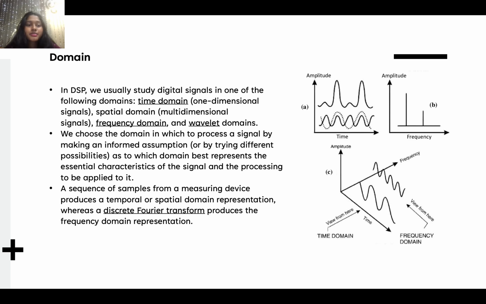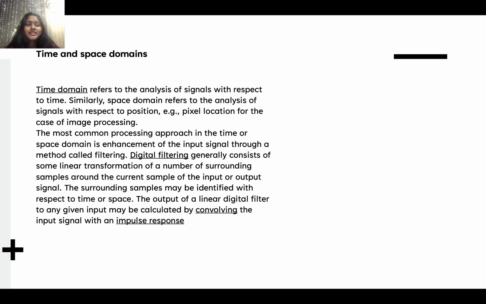Domain. In DSP, we usually study digital signals in one of the following domains: time domain, spatial domain, frequency domain, and wavelet domains. We choose a domain in which to process a signal by making an informed assumption as to which domain best represents the essential characteristics of the signal and processing to be applied to it. The sequence of samples from a measuring device produces a temporal domain representation, whereas a discrete Fourier transform produces the frequency domain representation.